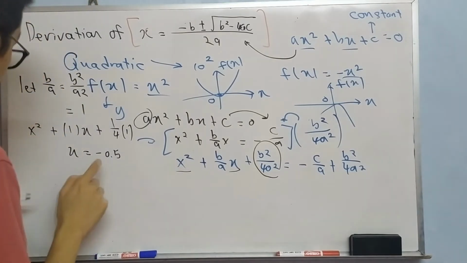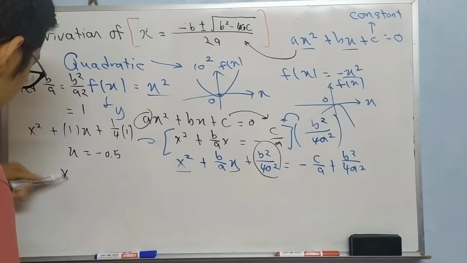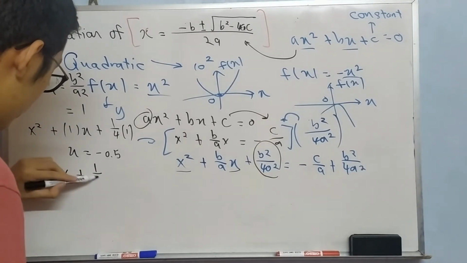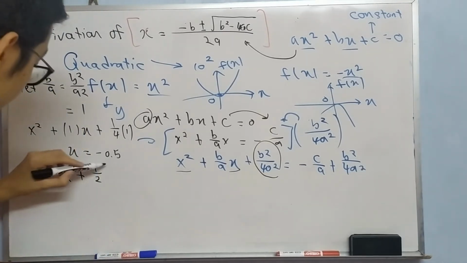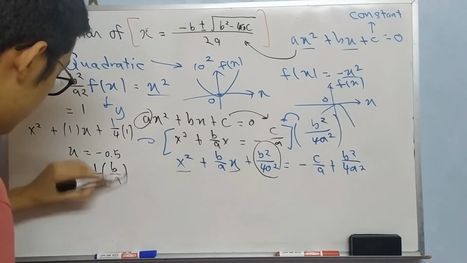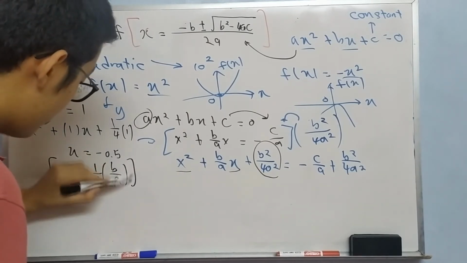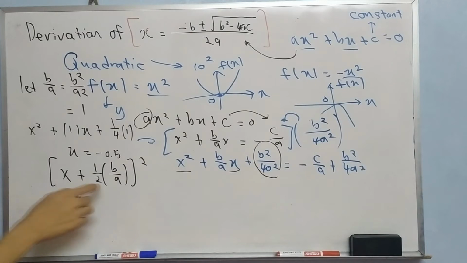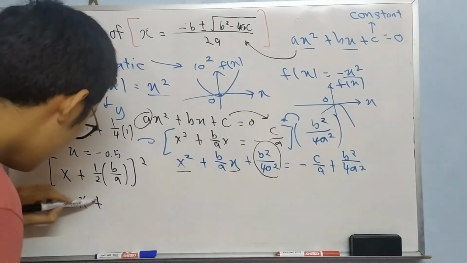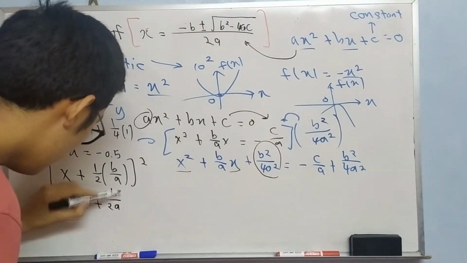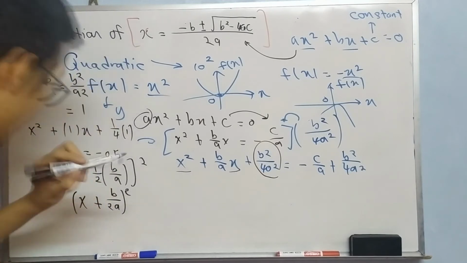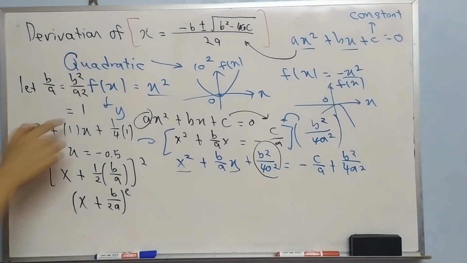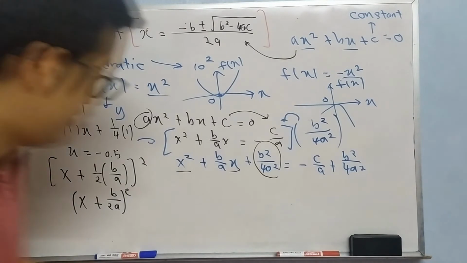You get 0.5. Okay, what does it mean? So you get x plus 1 over 2, but don't forget your b over a. The whole thing squared. This is what we get. So x plus b over 2a, the whole thing squared, after we factorize. Don't forget to substitute back your 1.